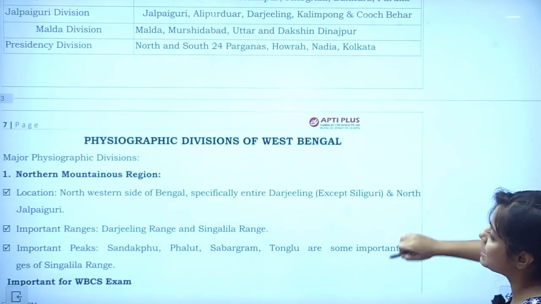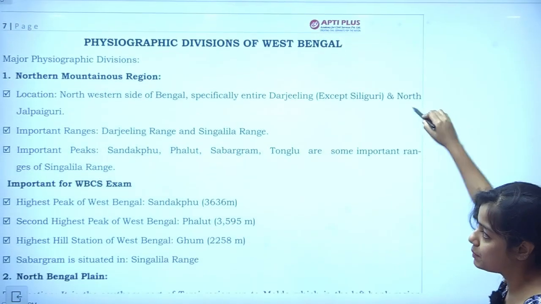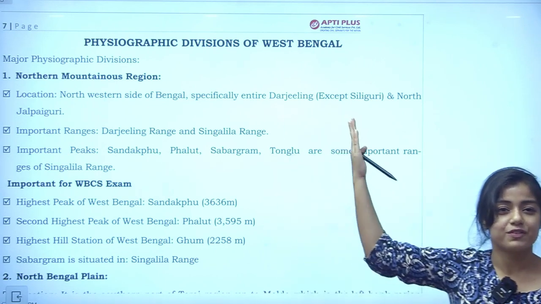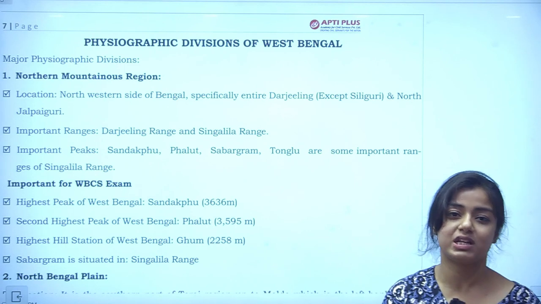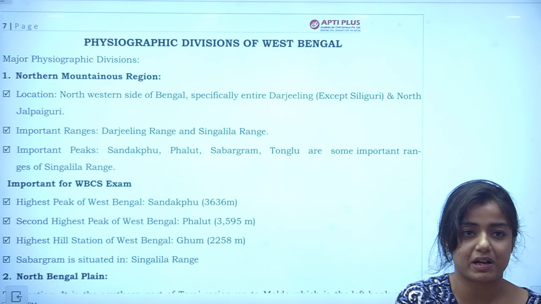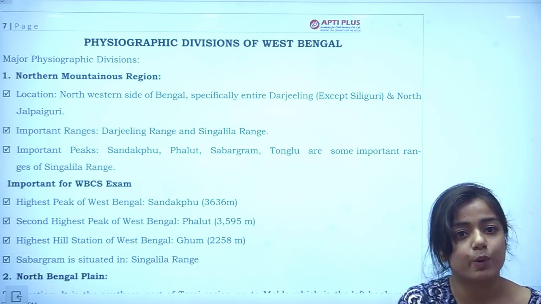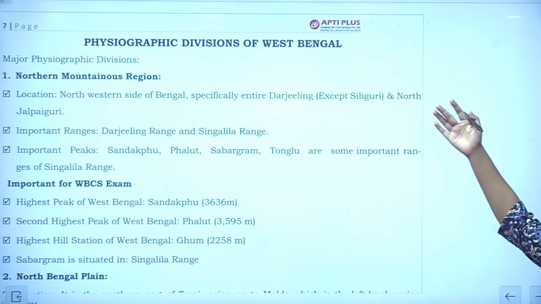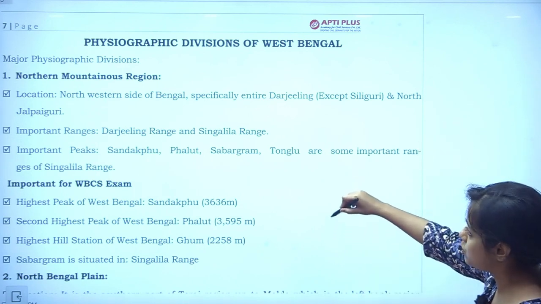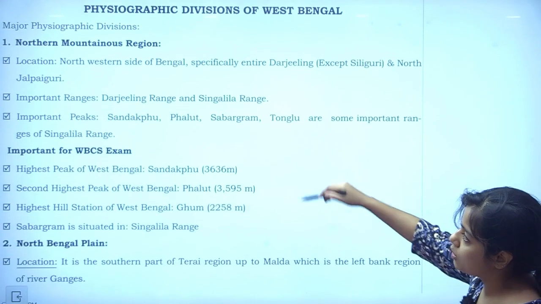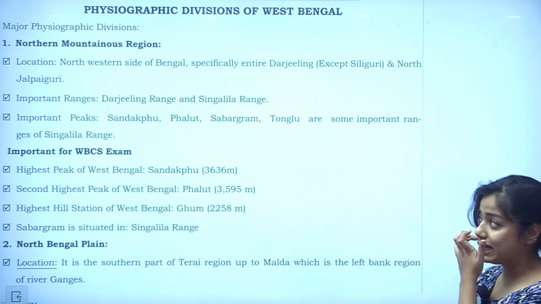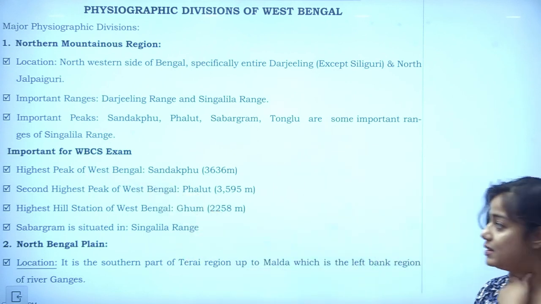Now we go to the next very important chapter. Core geography is climate, physiographic division and drainage. These 3 chapters are considered the most important in the core geography part. Here comes the most important chapter, and in a very short gist everything is written. You see here which districts form part of the northern mountainous region. They have given points, and it is written where the highest peak of Bengal is.